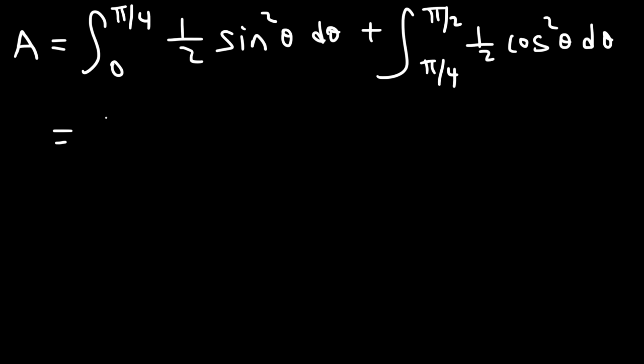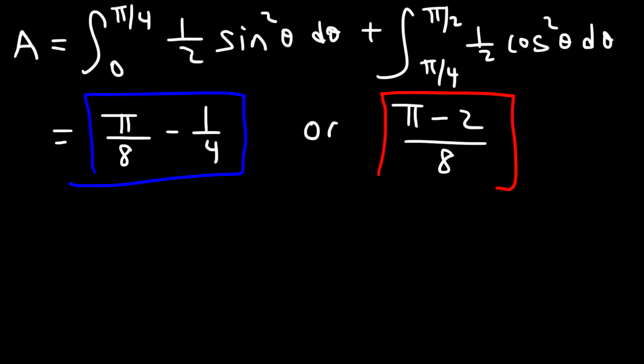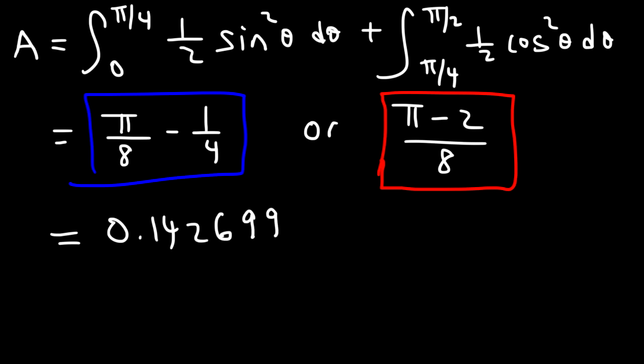And so you should get pi over 8 minus 1 over 4. And so that's the answer. Or you could write the answer like this if you want to. You could say it's pi minus 2 over 8, and the result is the same. Now the decimal equivalent of those answers is 0.1426990817. And so that's it for this problem.